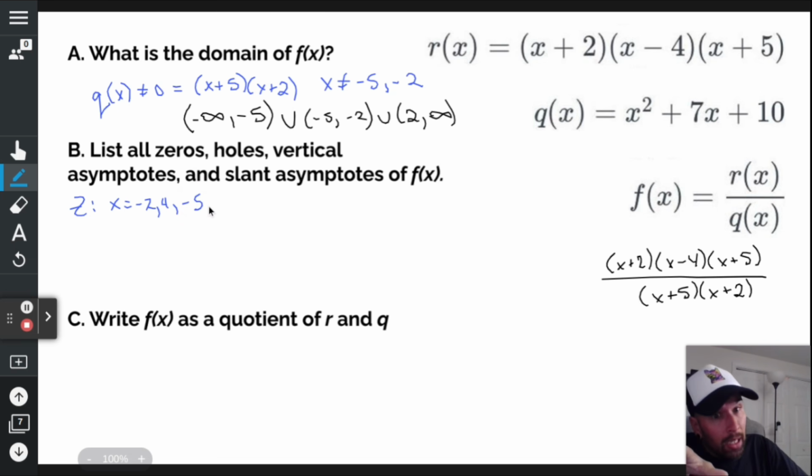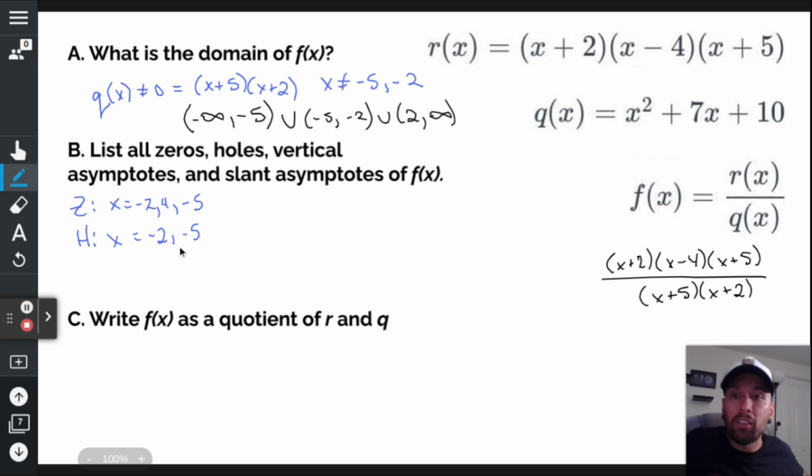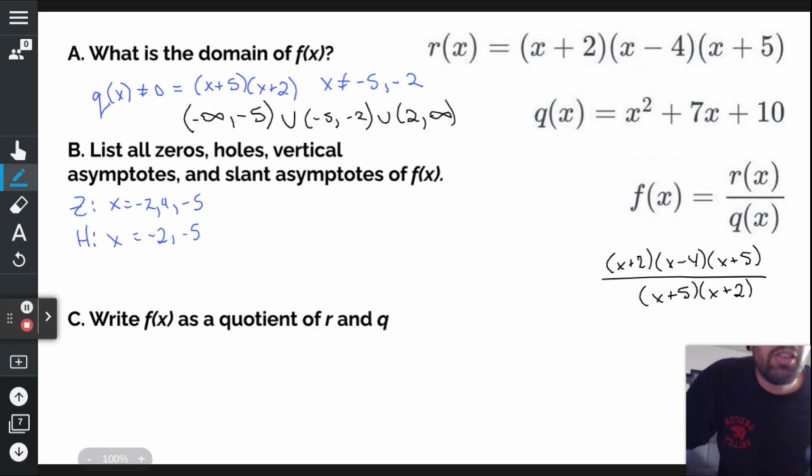Now that will change in a minute, because holes exist where my factors upstairs and factors downstairs are the same. So that happens at x plus 2 and x plus 5. So my holes exist at negative 2 and negative 5, which means if I were to graph these, right?